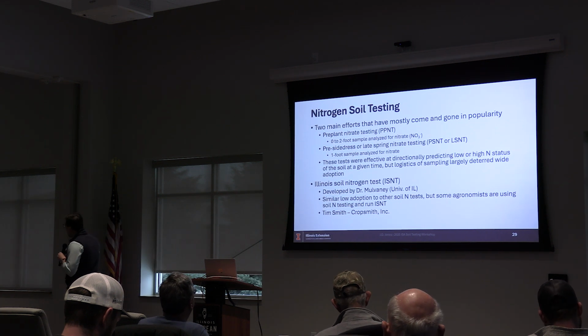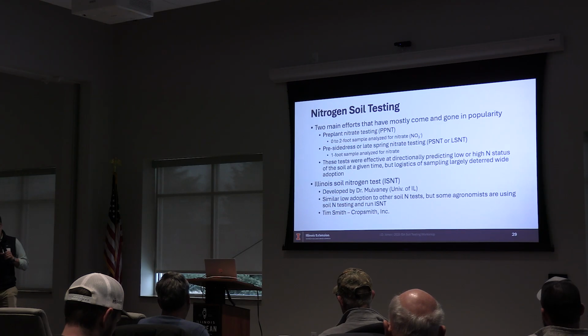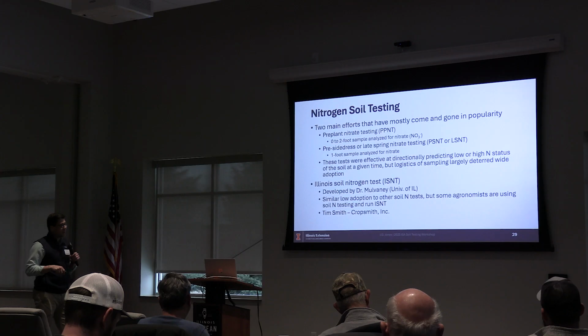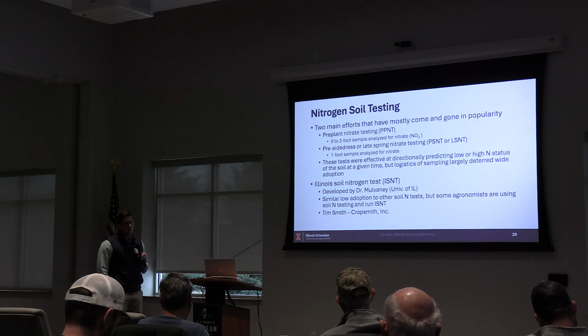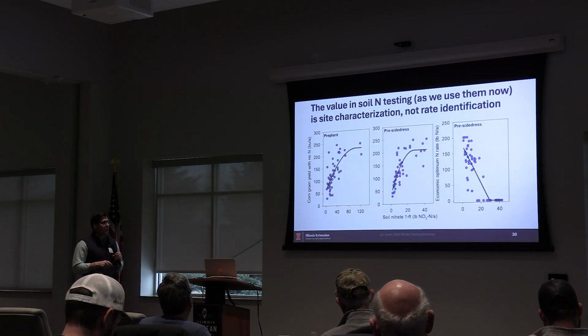And these tests were kind of effective at directionally saying there was a lot of nitrate in your system or there wasn't. The Illinois soil nitrogen test, I'll leave Tim to describe that in more detail than I'm familiar with at this point, but it was developed by Dr. Mulvaney at U of I, essentially looking at amino acids and sugars that are able to become plant available nutrients. And the challenge, I think, wasn't too different for any of these tests, or that generally they're more directional when we look at the management.